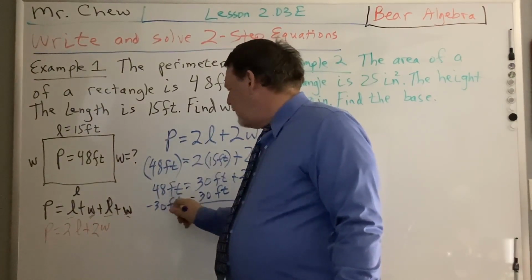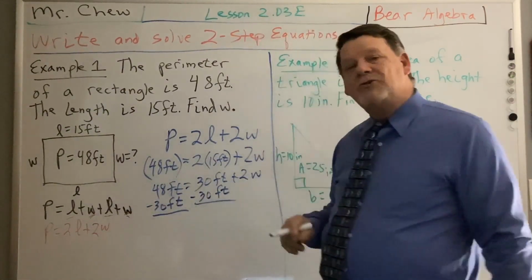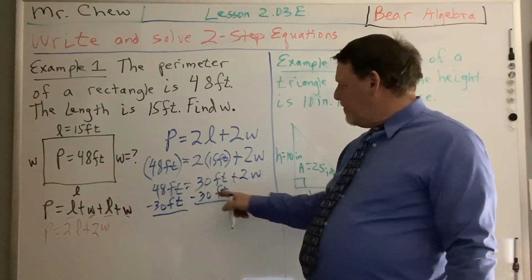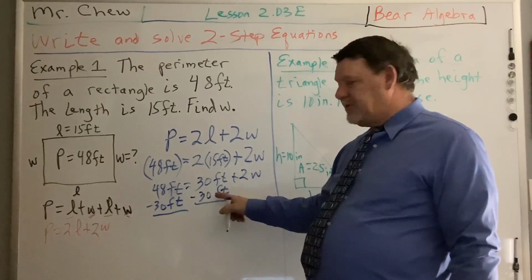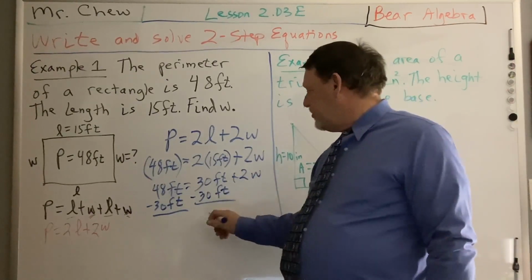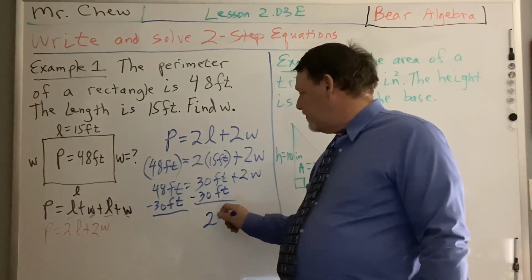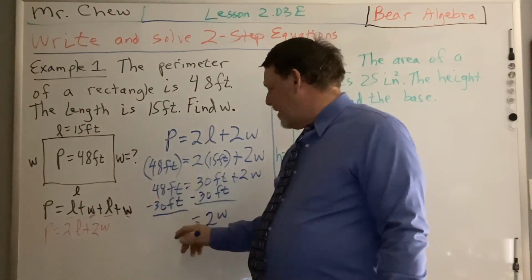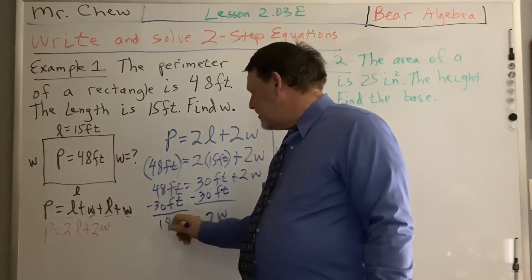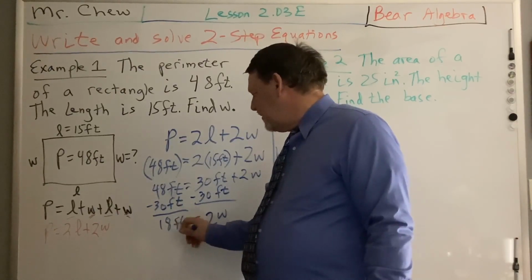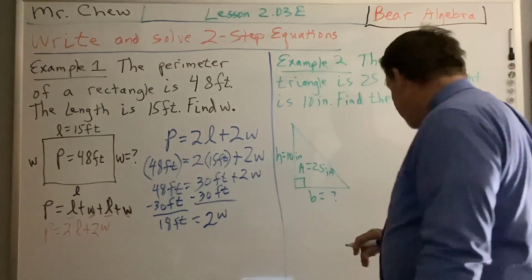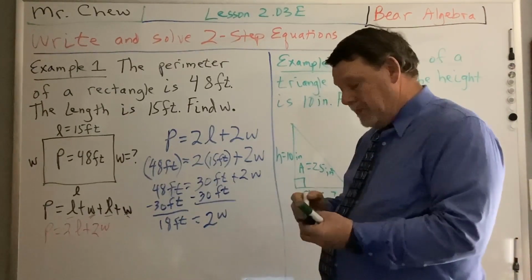And in every problem, you don't always have to list your reasons. Sometimes you do. So this 30 feet minus 30 feet ends up being 0 here. And 0 plus 2W is 2W. And that equals 48 feet minus 30 feet, which is 18 feet. Now, it says 18 feet equals 2W, and I want 1W.